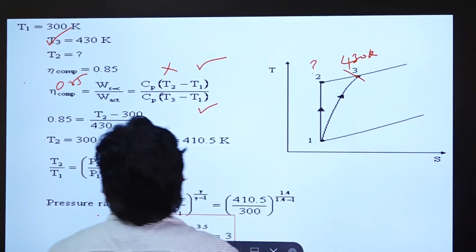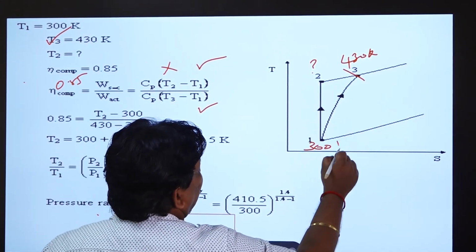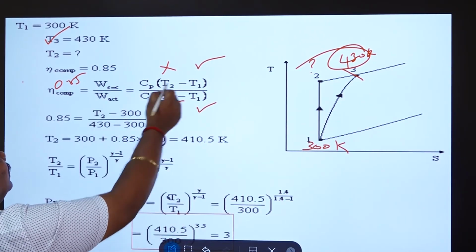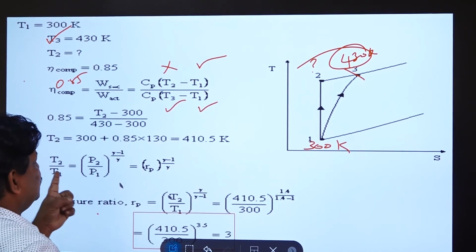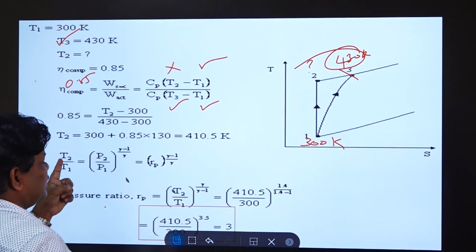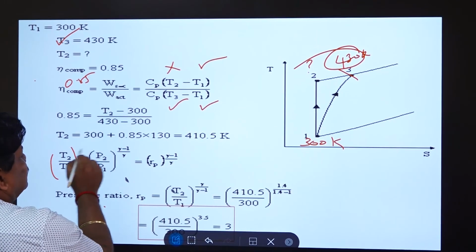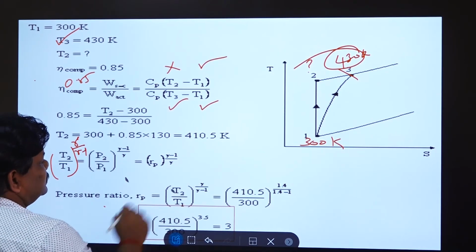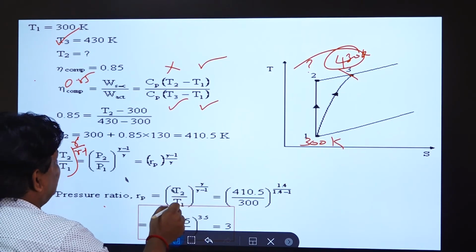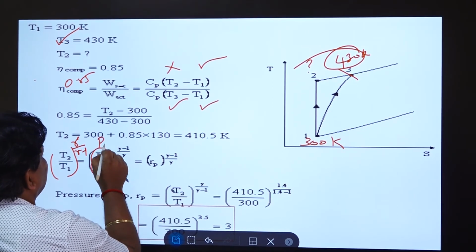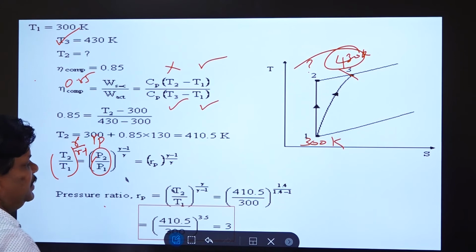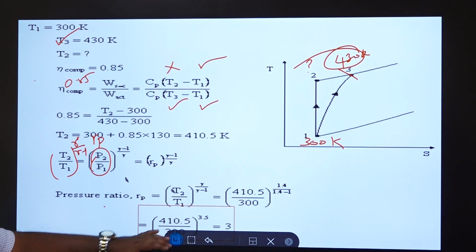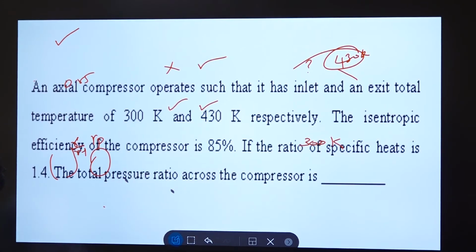So you have to find the value of this, and here it is 300 Kelvin. So T3 is known to you. Substitute here, the only unknown will be T2. Find the value of T2 and substitute in this equation, that is (T2 by T1) whole power, bring this to this side, this is the PVT relation, gamma by gamma minus 1. So you can easily find the value of T2 by T1. This is nothing but the pressure ratio, that is R suffix P is equal to 410.5 divided by 300. So you get the pressure ratio as 3.